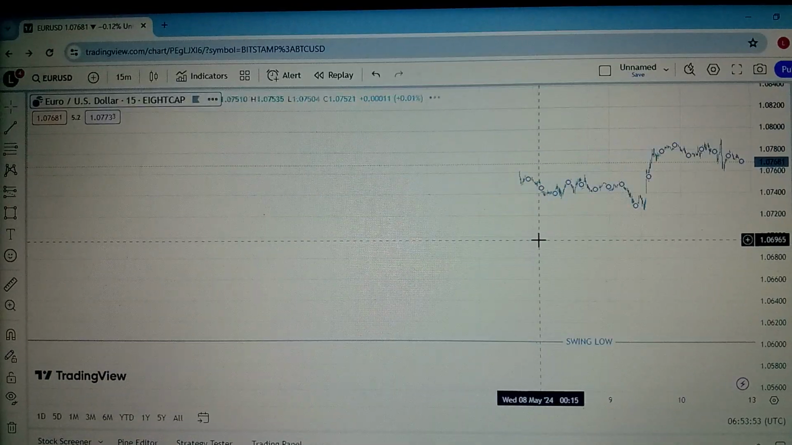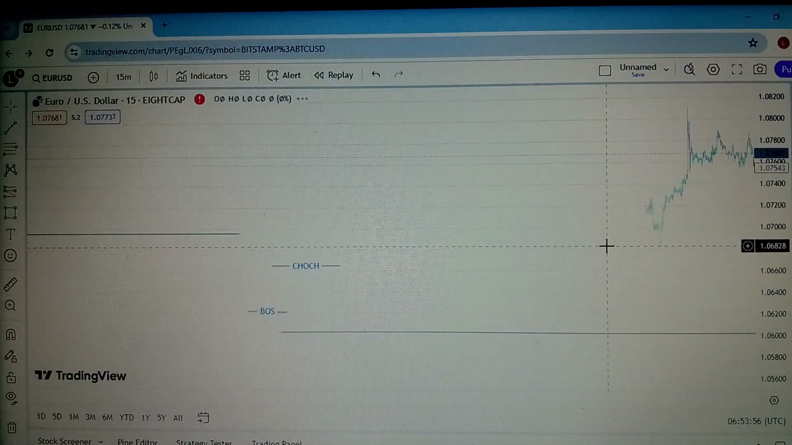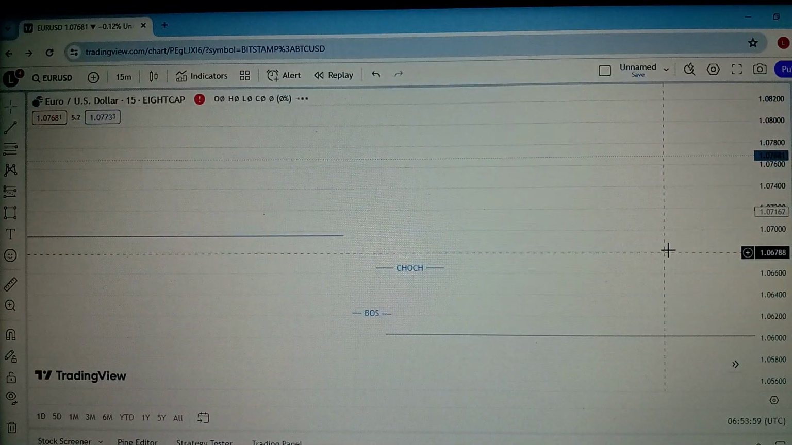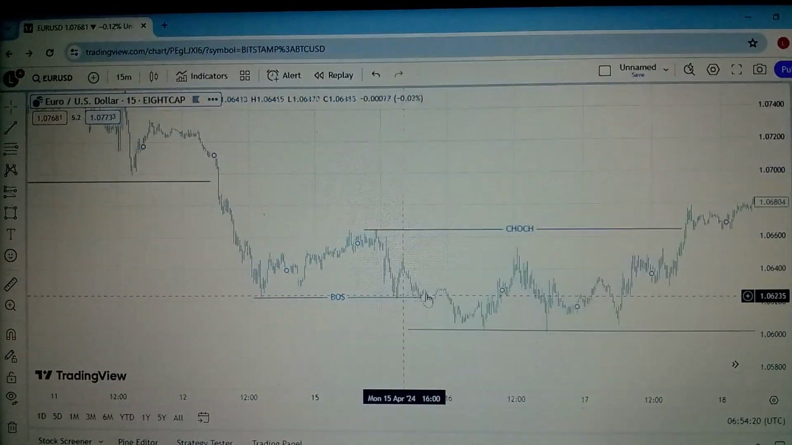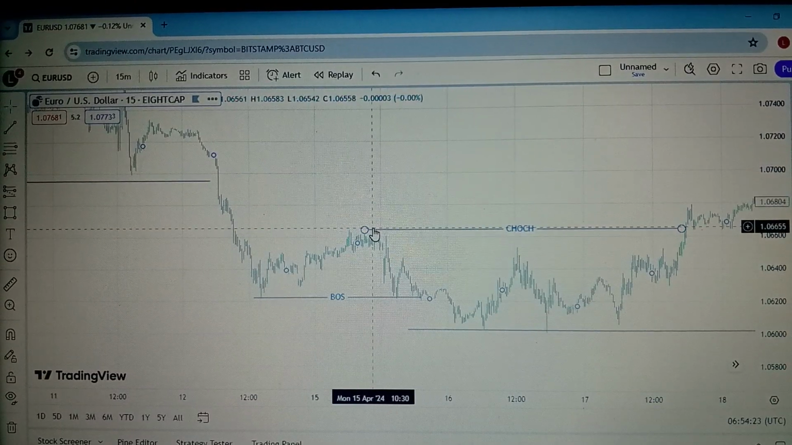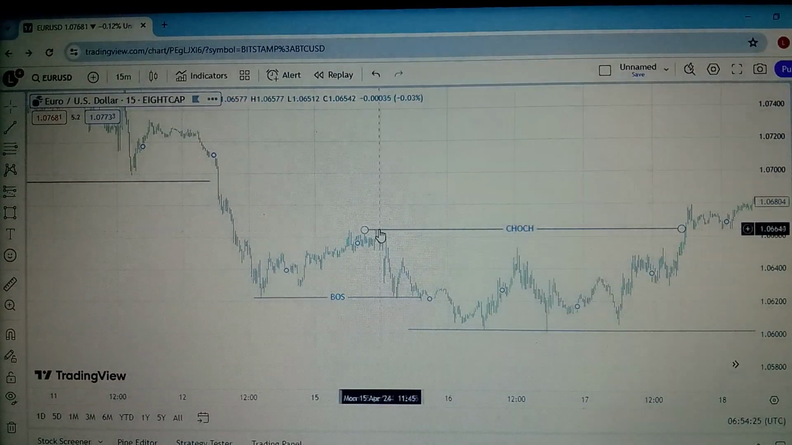So guys, we're on the 15-minute time frame right now, and on the 15-minute time frame, what I saw is that we have this 4-hour break of structure. I was looking to trade from this high to this low, but price eventually changed character, right?